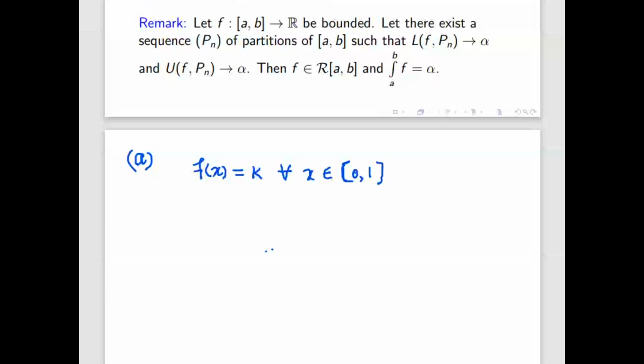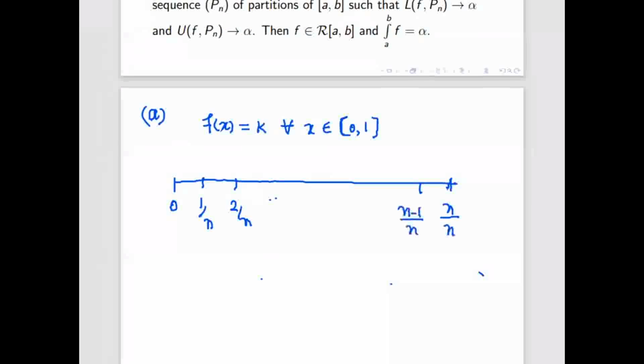The same partition we will take, like in the previous class: 1 by n, 2 by n, and the last one is 1, that is n by n. So in each interval, we'll calculate the maximum and minimum value of the function, and then we can find the upper sum and lower sum. Since the function is constant, the maximum and minimum values will both be the same.